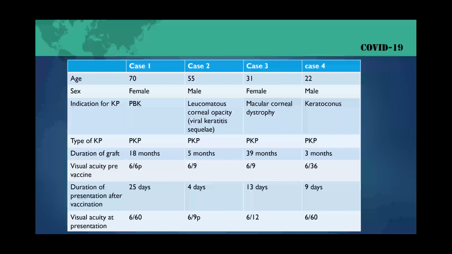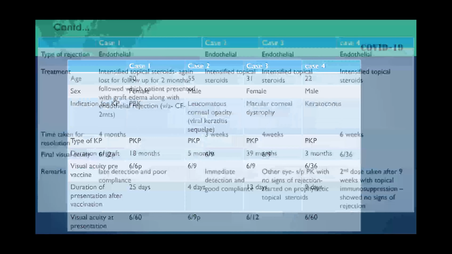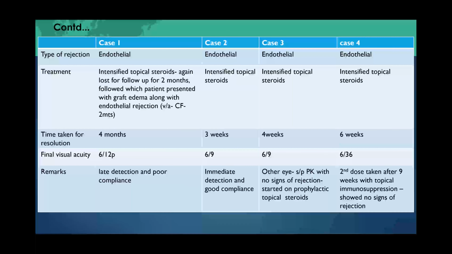Case 3, again, she had undergone penetrating keratoplasty in both eyes, and in this particular eye, graft duration was 39 months, and her visual acuity was 6/9. She presented 13 days after the vaccination, within 2 days after the initial symptoms, and her visual acuity at presentation was 6/12. And she also resolved within 4 weeks with the pre-vaccine visual acuity of 6/9. The other eye had also undergone PK and showed no signs of rejection during her initial presentation. However, we started her on prophylactic topical steroids. So far, both the eyes are doing fine.